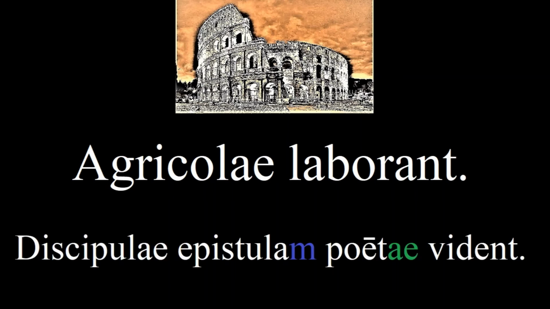Now try to say, the female students see the poet's letter. Hard, right? Discipulae epistolam poetae vident. Can you see that this sentence is ambiguous? It could also mean the poets see the female student's letter. With isolated sentences like this, we can only guess the meaning. It is only when we have a larger context that the ambiguity dissolves.